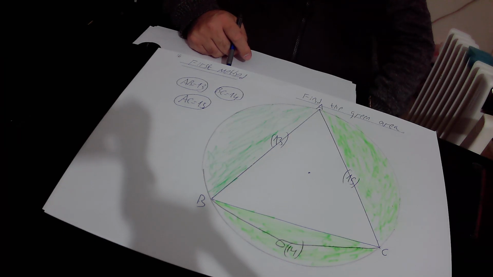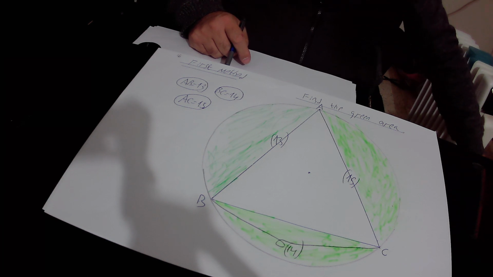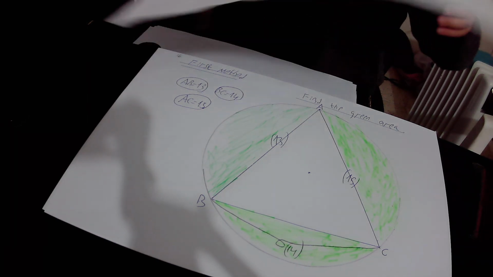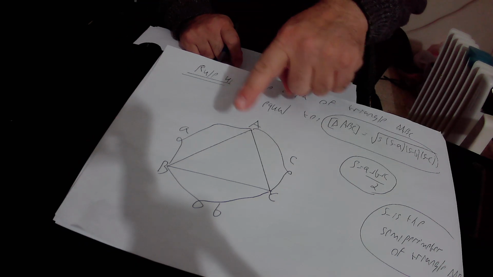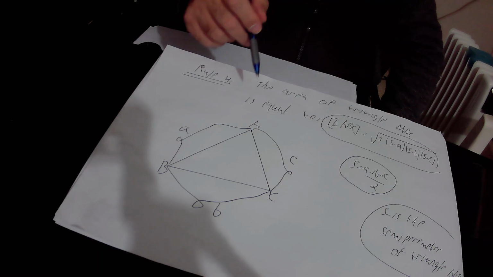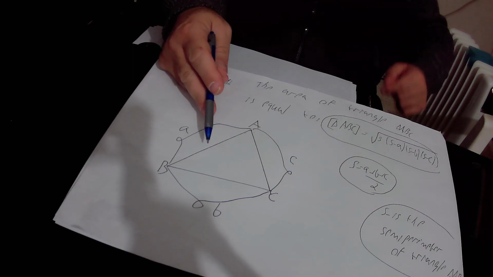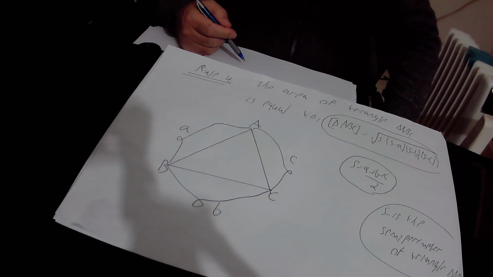In the next step, I will present to you a new formula for the area of any triangle. This will be rule number 4. So here we have triangle ABC, that could be any triangle. We know that the length of side AB is A units, side BC is B units, and side AC is C units in length.